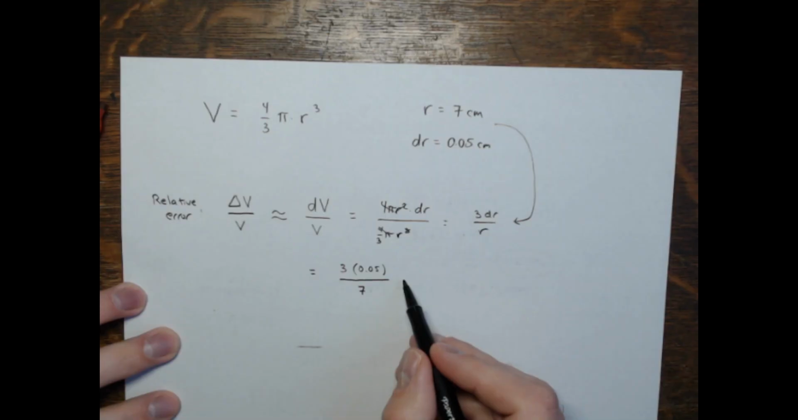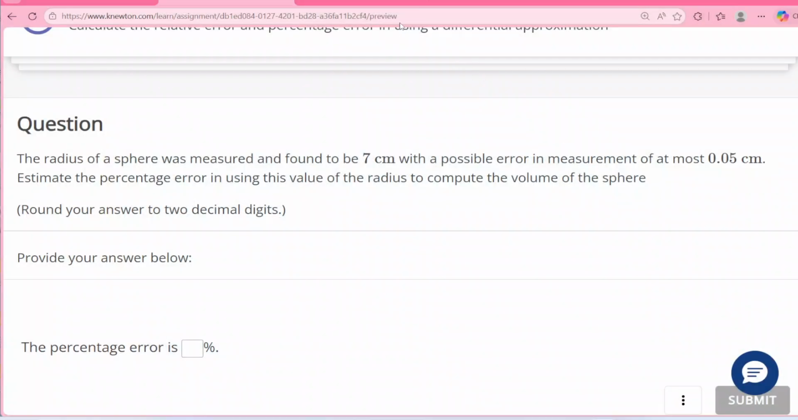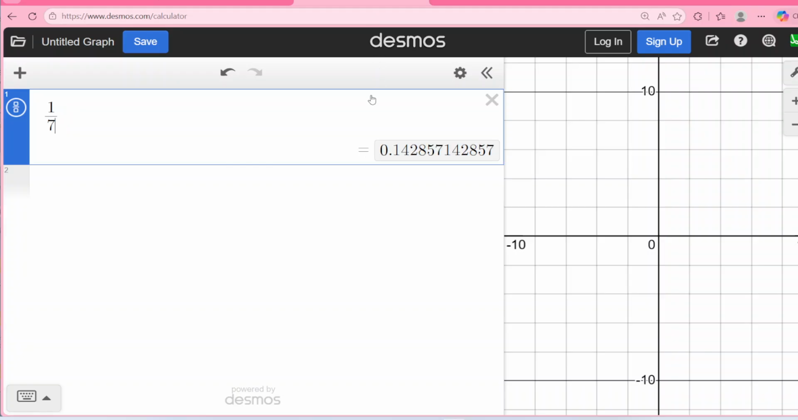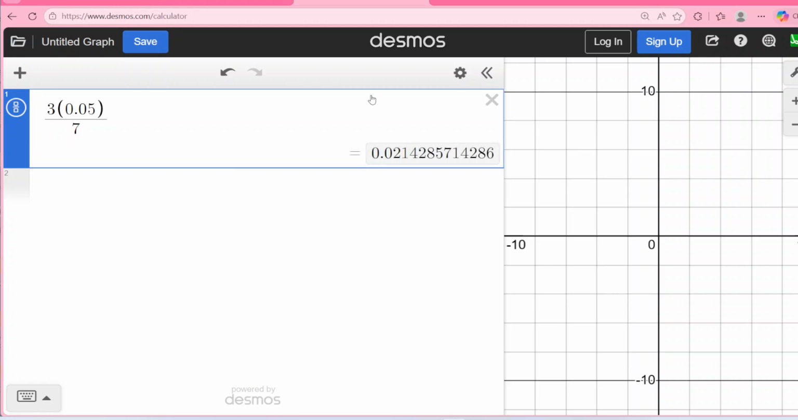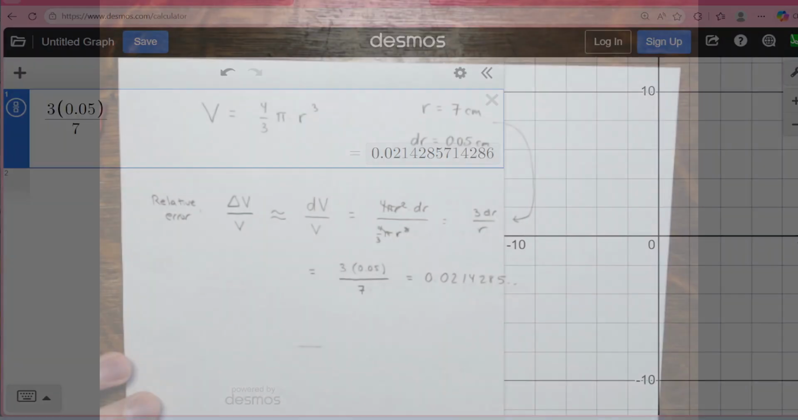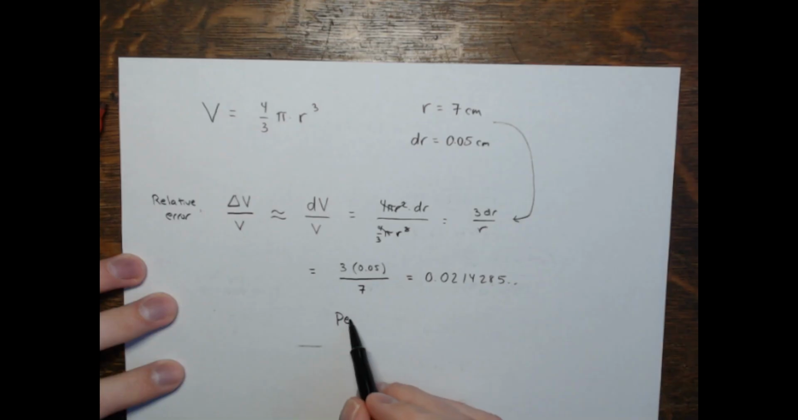So let me enter this into a calculator. I had 3 times 0.05. That was 3 dr divided by R. So the relative error is 0.0214285, and so on. So again, this is the first several digits. So again, this is relative error. Just change this to a percentage, and then they'll call that percentage error.